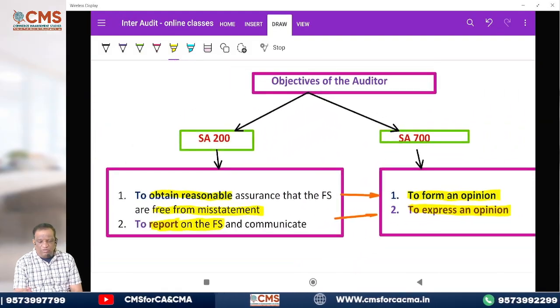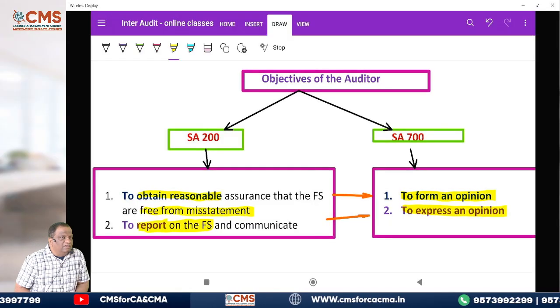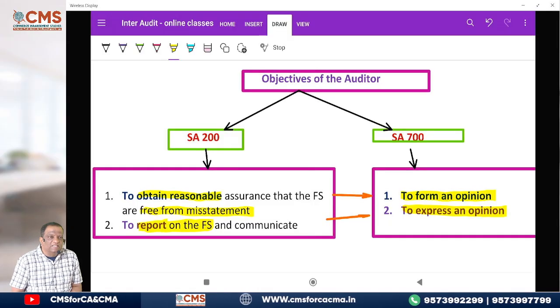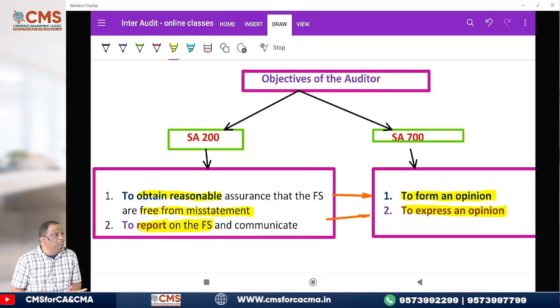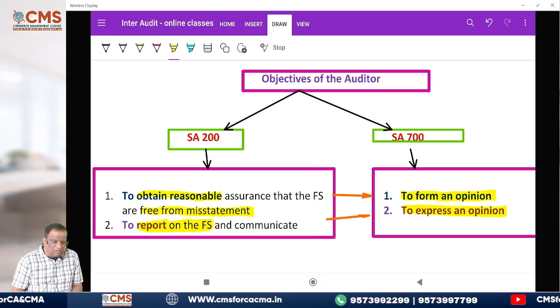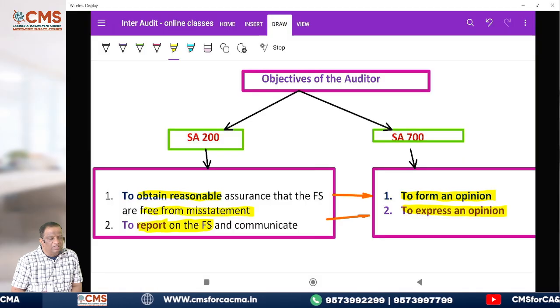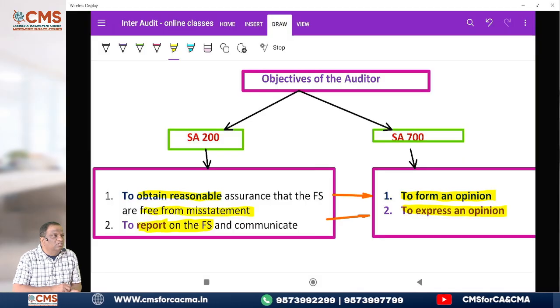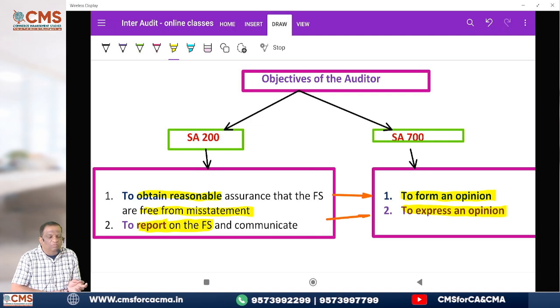Now you tell me, looking at it, what are the 2 standards that talk about objectives of auditor? SA 200 and SA 700. Both are almost on the same page, but the language they have chosen is slightly different. If you look at very traditional questions, objectives of the auditor is being asked for 2 marks and 3 marks and all that. So, though it is not a student-friendly language, you better read this.